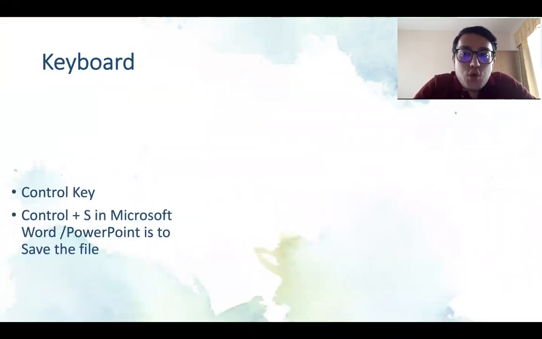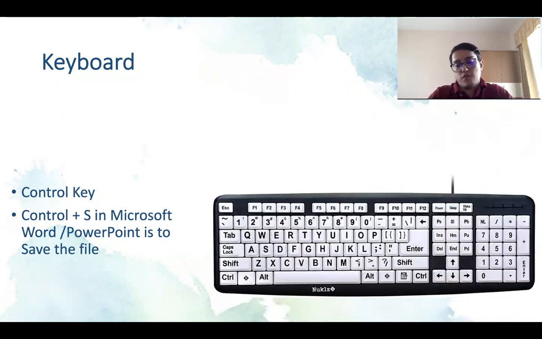Next, we have Ctrl S. Ctrl S helps you to save your file. It's a fast way to save. So you press and hold Ctrl and press S. This is the shortcut on your keyboard that you can save the file that you have, which works obviously in Word and PowerPoint.